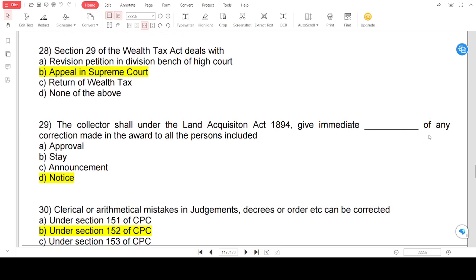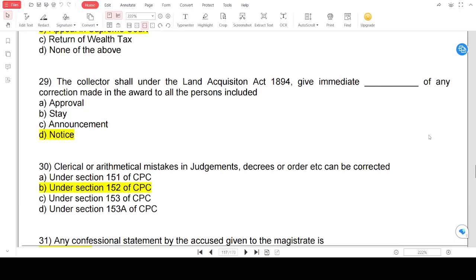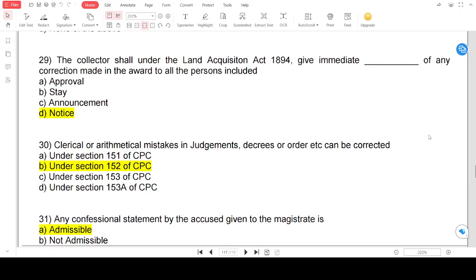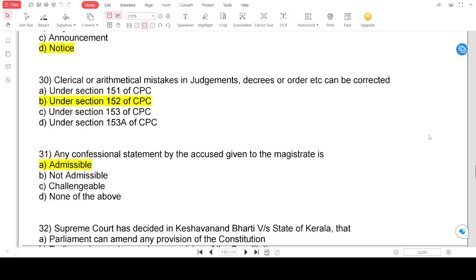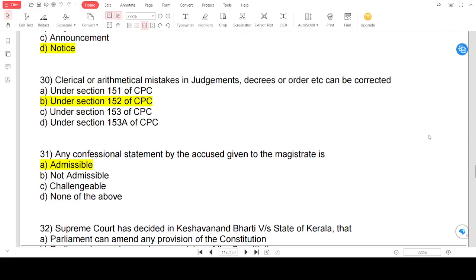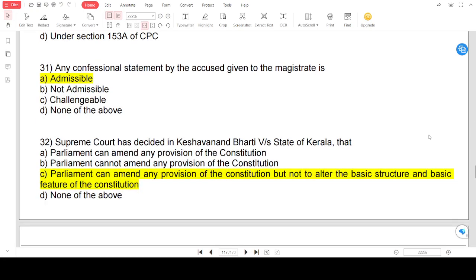Collector shall, under the Land Acquisition Act 1894, give immediate notice of any correction made in the award to the whole person included. Clerical or arithmetical mistakes in judgments, decrees or orders, etc. can be corrected under Section 152 of the CPC. Any confessional statement by the accused given to magistrate is admissible.